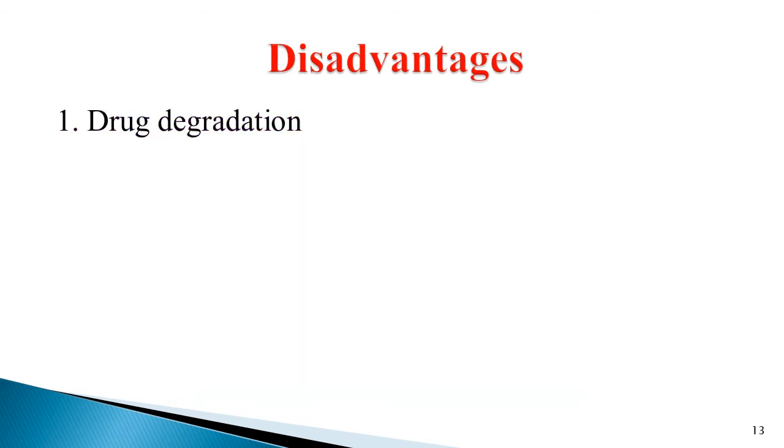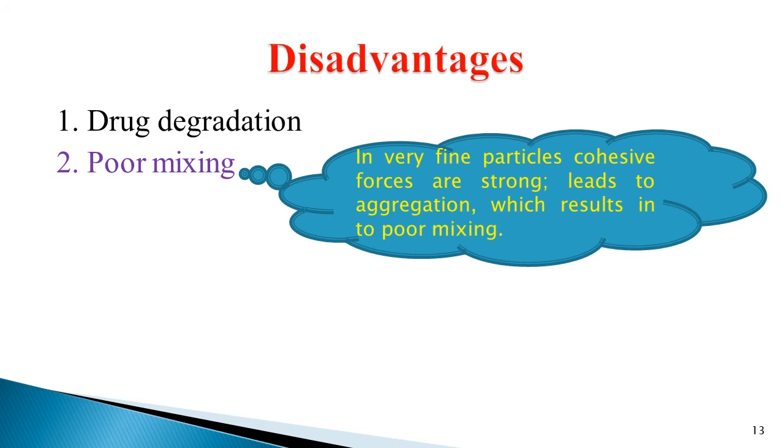Next disadvantage, poor mixing. In size reduction, large size particles are converted into small size particles or very fine particles. These very fine particles possess very strong cohesive forces. Therefore, it may lead to aggregation. Aggregation means simply accumulation of similar particles, which results in improper mixing.